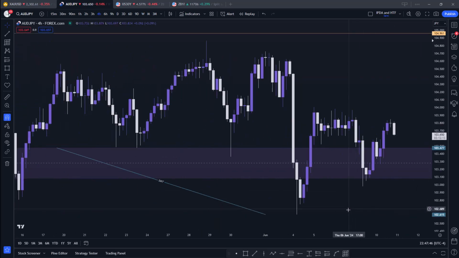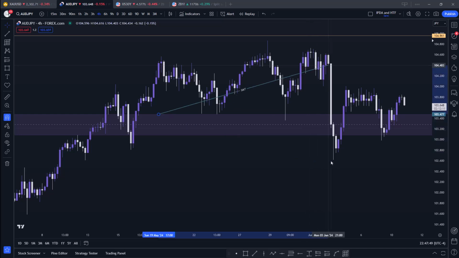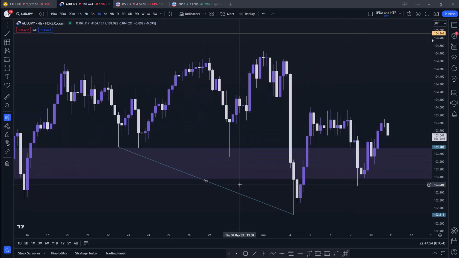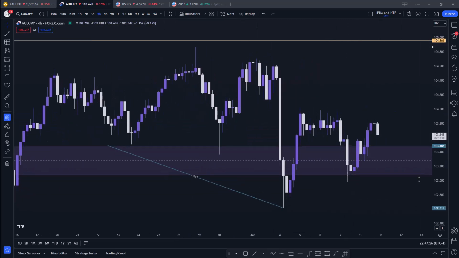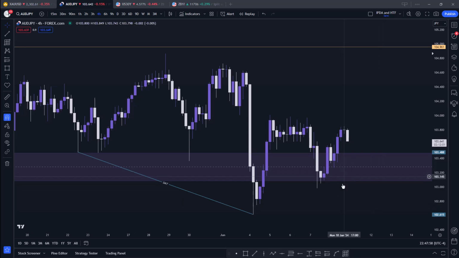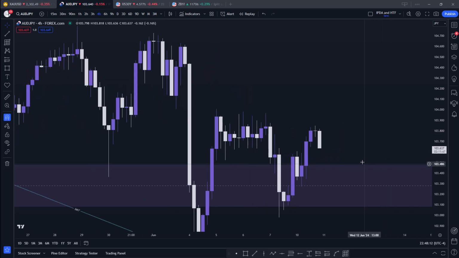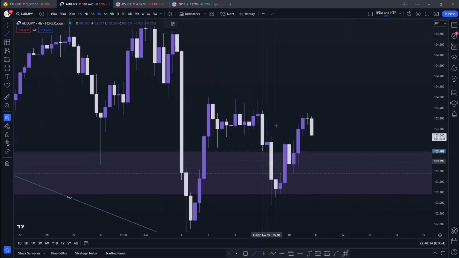To make our SMT clear, let's bring it closer and put it like that. So we have an SMT divergence inside of our high time frame PD array, which is this. The next thing I look for is the second fair value gap created from the 4-hour perspective, or a market structure shift, then a fair value gap created. In this case, we already have a market structure shift.